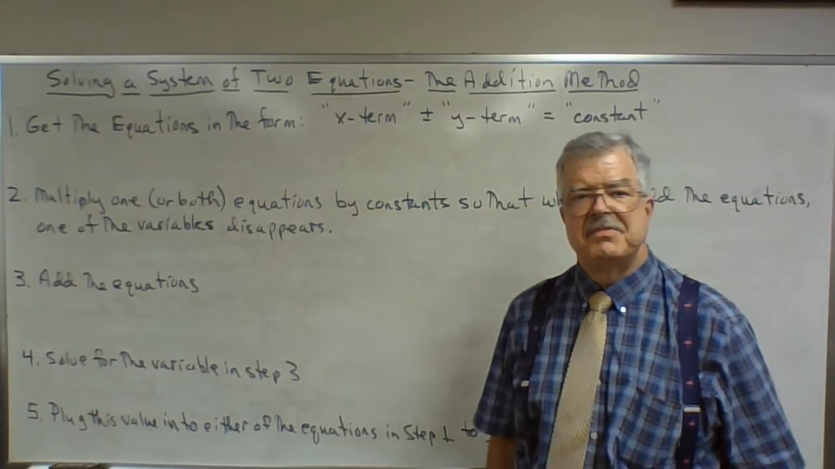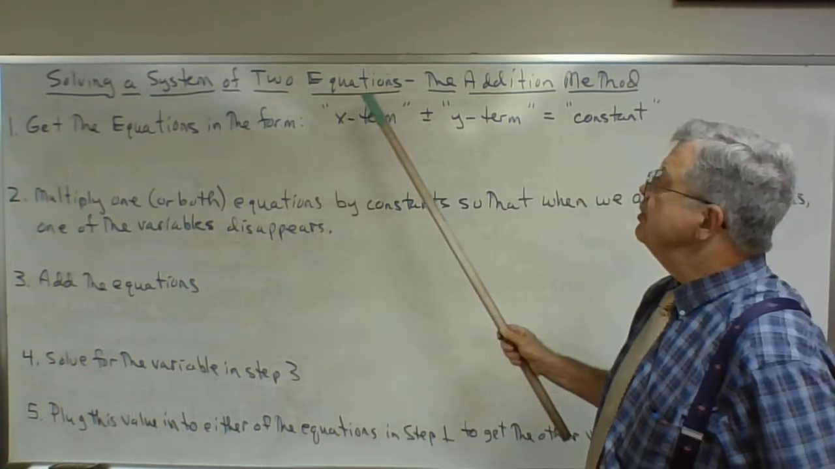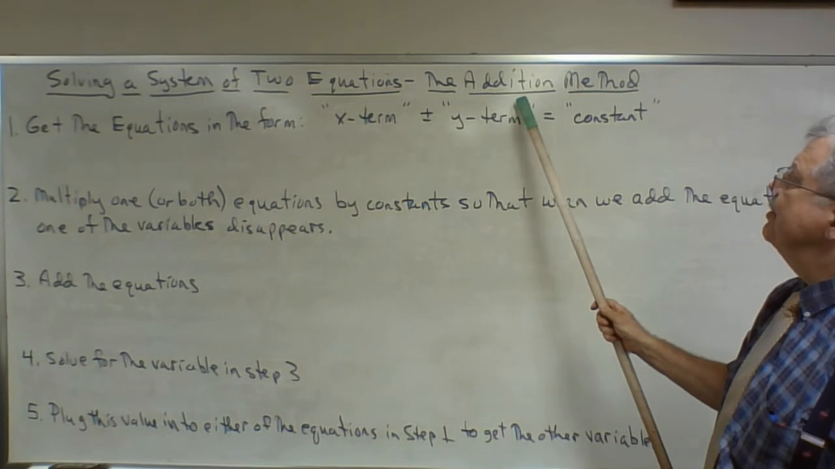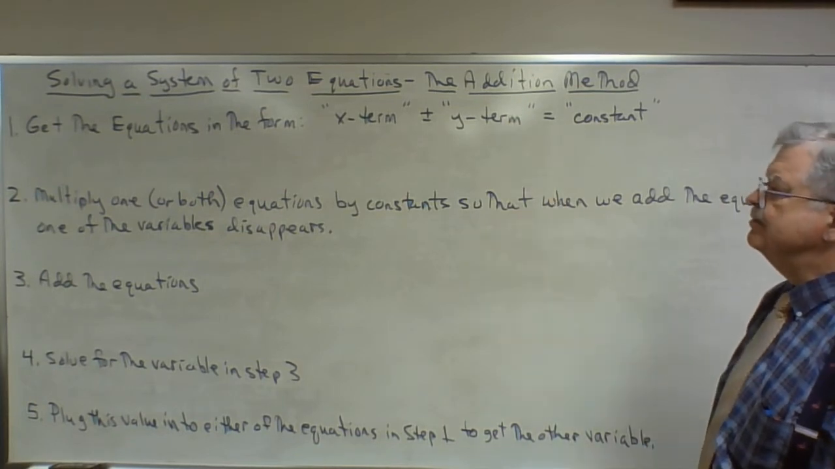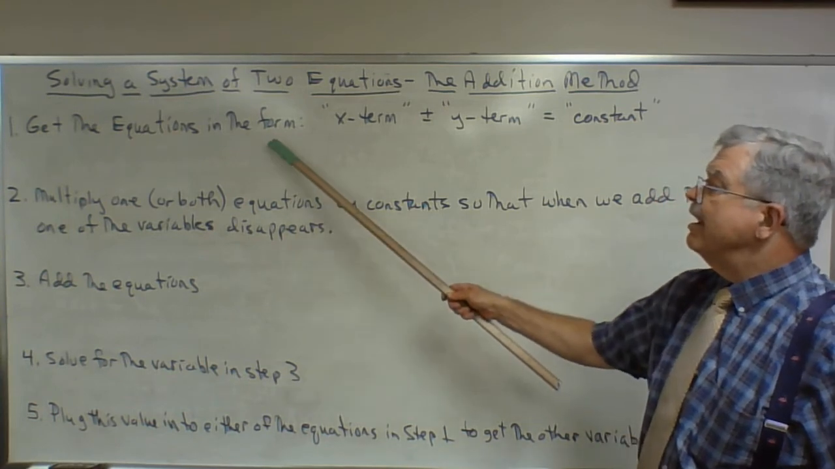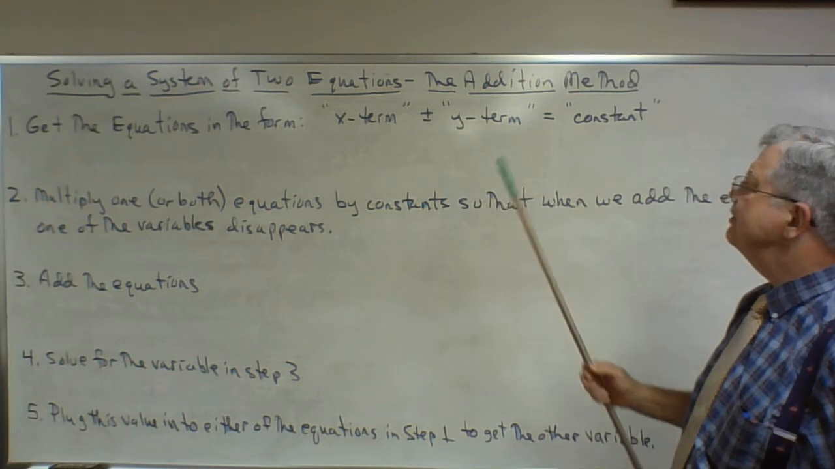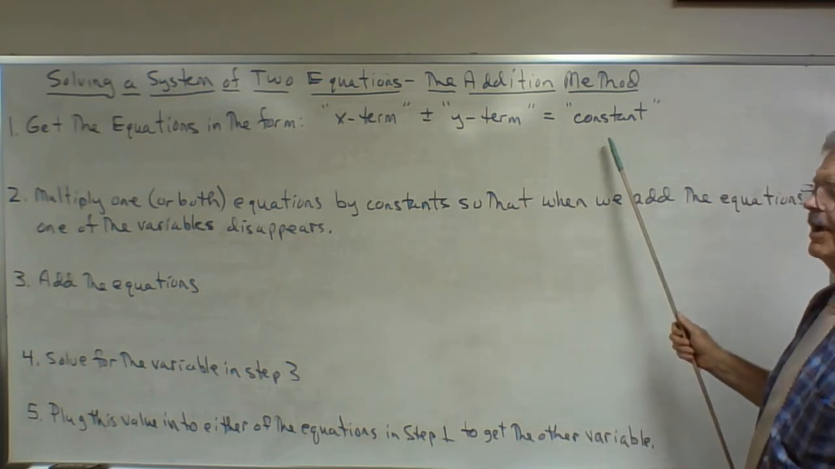New method, same kind of example. Solving a system of two equations. We're going to call this the addition method. And the first step, get our equations in the form x term plus or minus y term equals some constant.